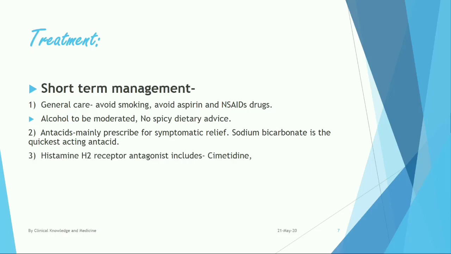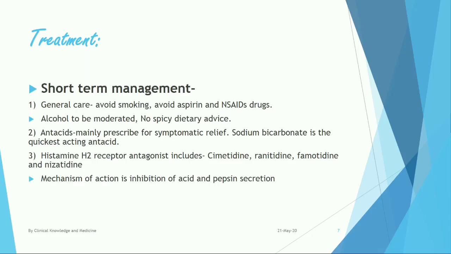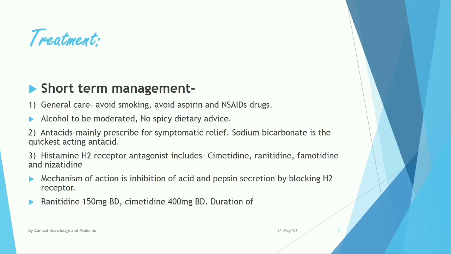Histamine H2 receptor antagonists include cimetidine, ranitidine, famotidine and nizatidine. Mechanism of action is inhibition of acid and pepsin secretion by blocking the H2 receptor. Ranitidine 150 mg twice a day, cimetidine 400 mg twice a day. Duration of treatment: duodenal ulcer is 4 weeks and gastric ulcer 6 to 8 weeks.